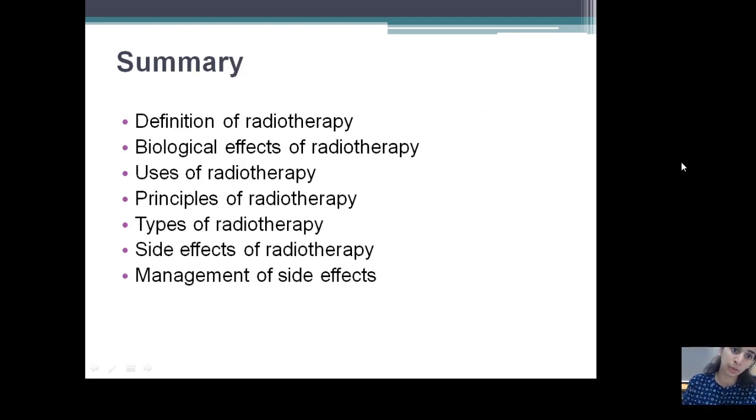Today we divided the topic into 4 aspects. We discussed the basic concepts, the biological effects, the uses of radiation therapy, the principles, the types of radiation therapy, the treatment delivery process, the planning, consultation, simulation, the side effects, their management and nursing management, and then we talked about radiation safety.